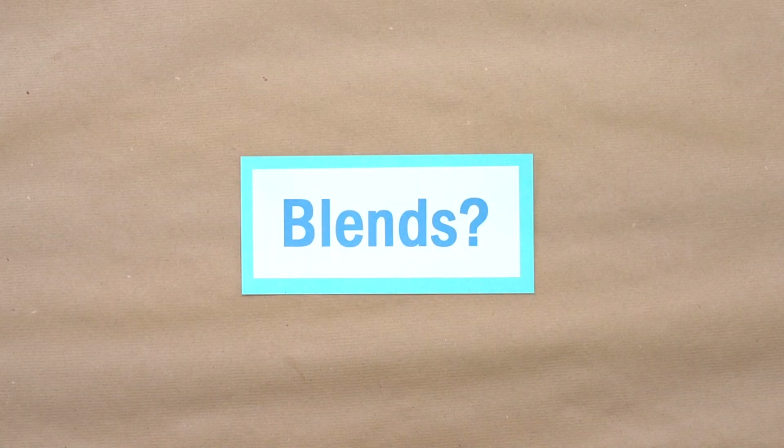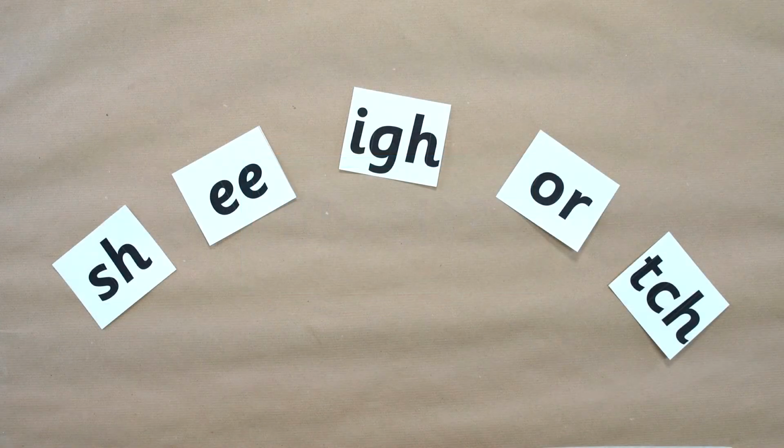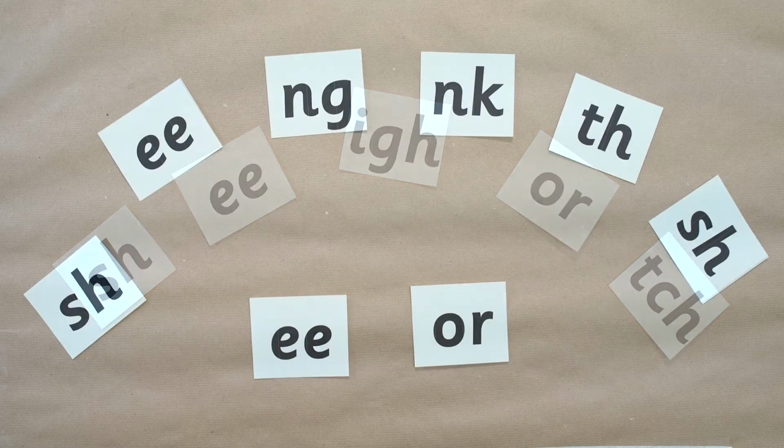Blends. Blends are sounds which are made by more than one letter. For example, sh, ee, igh, or, and ch. The official name for a sound made by 2 letters is a digraph. Those made by 3 letters are trigraphs.